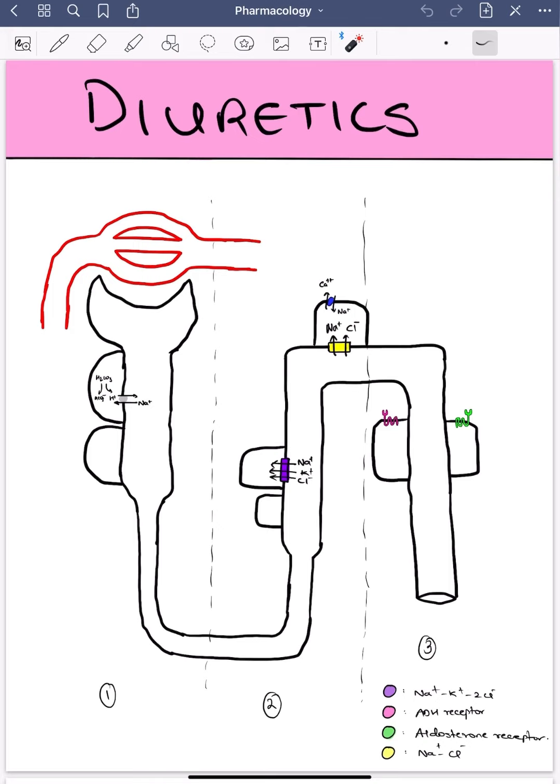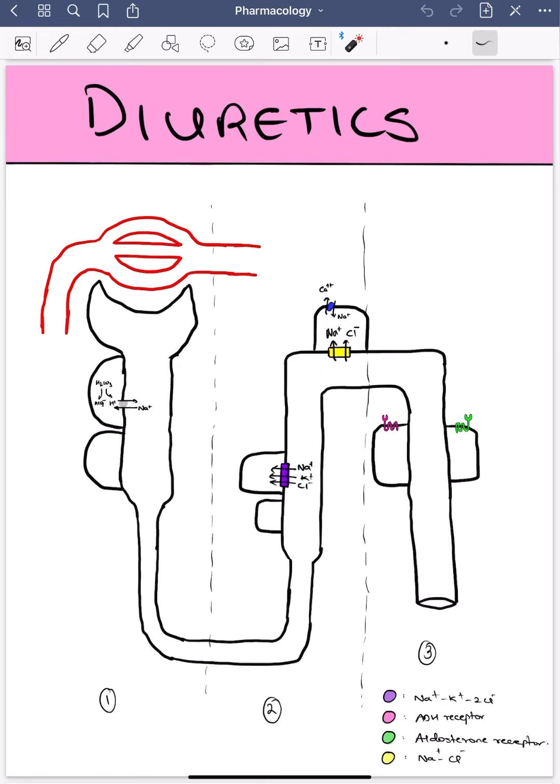The two main mechanisms by which this is achieved are, number one, blocking the sodium potassium 2 chloride channels in the thick part of the ascending loop of Henle, and two, blocking the sodium chloride channels in the early part of the distal convoluted tubule. The drugs that inhibit the sodium potassium 2 chloride channels are known as loop diuretics, and those that inhibit the sodium chloride transport system are known as thiazides.